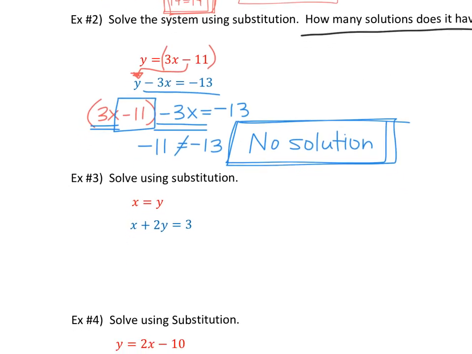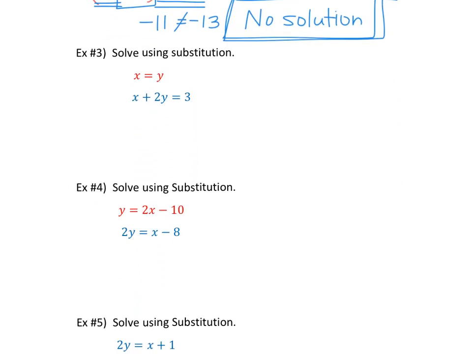Okay? All right, example 3. So again, we're going to do substitution. Now, we're looking for a variable that's been isolated. This actually has 2.